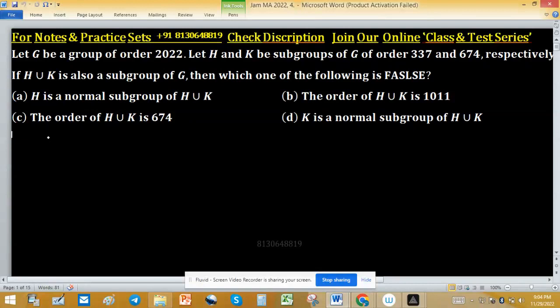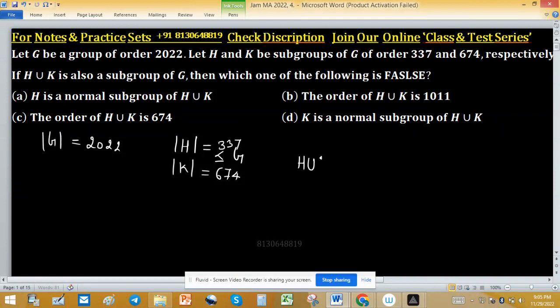Let G be a group of order 2022, and H and K be subgroups of G. H and K both are subgroups of G. The order of H is 337 and the order of K is 674 respectively.